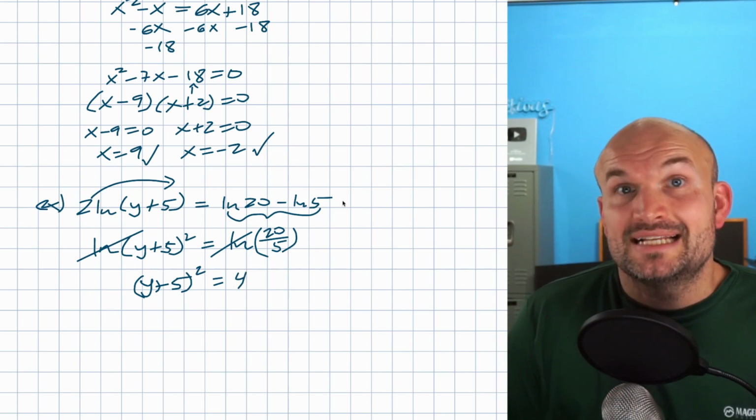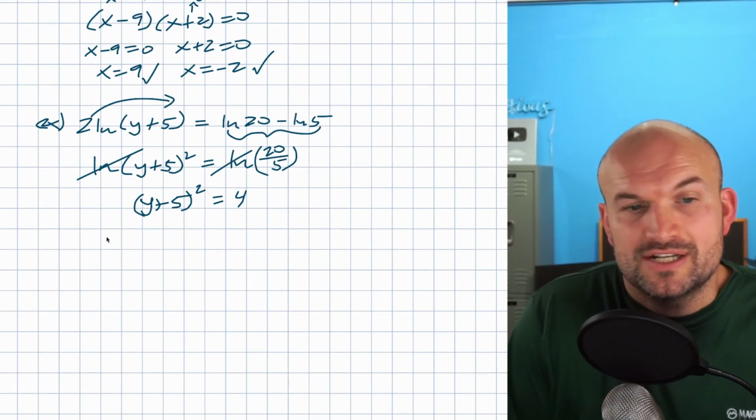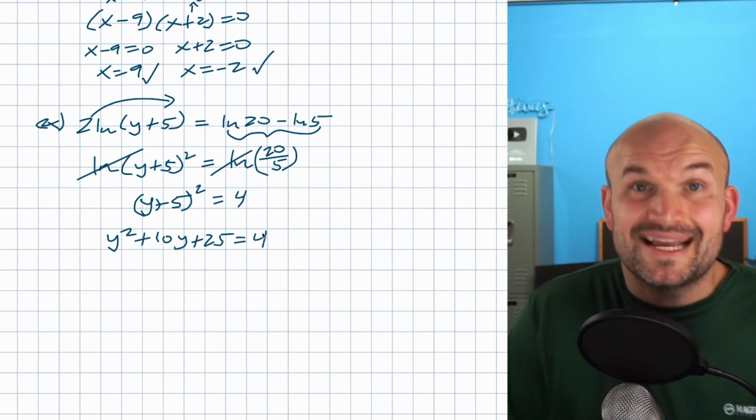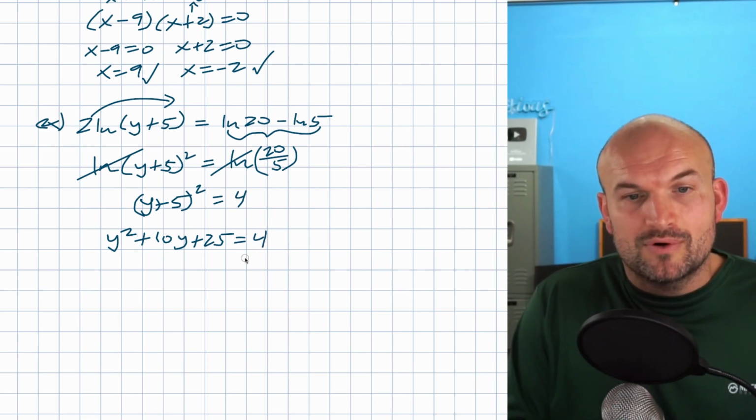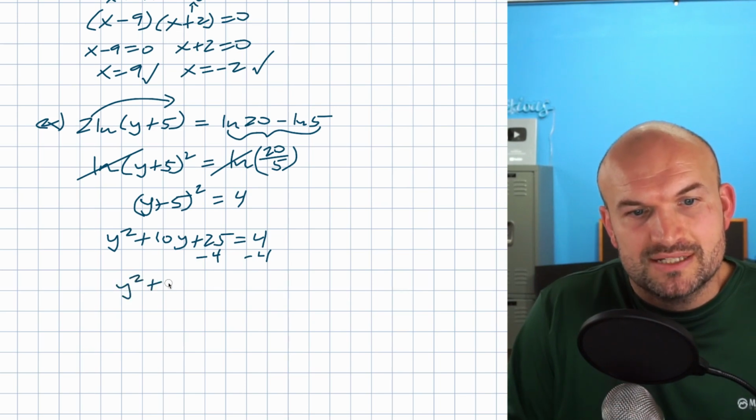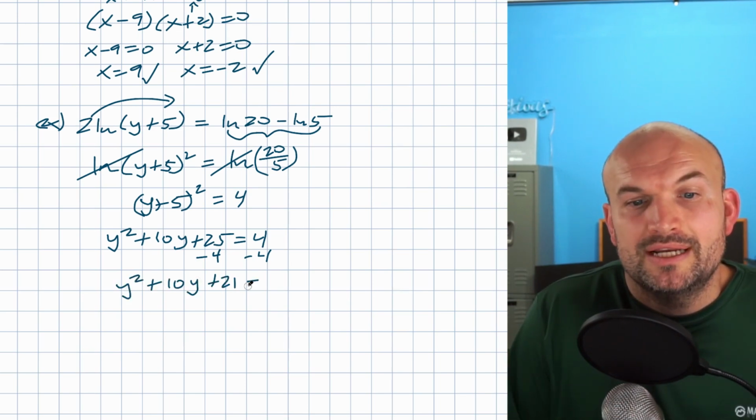Now let's go ahead and simplify this, right? So (y + 5) squared is going to be y squared + 10y + 25 equals 4. And again, this is another quadratic. So again, we're going to want to set this equal to 0. So I'll subtract it over. So I have y squared + 10y + 21 equals 0.